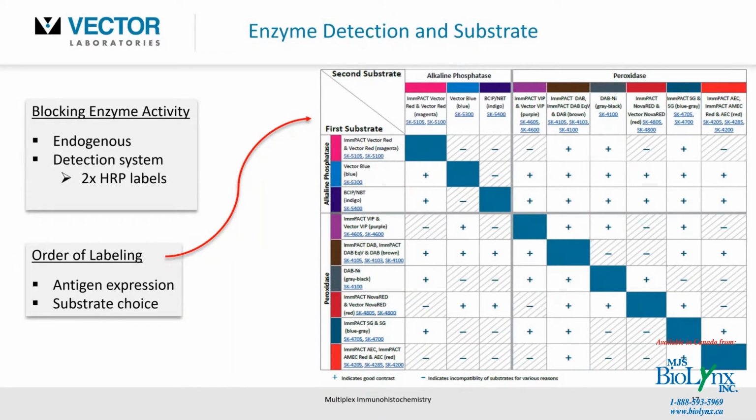It's always an idea to label the weakest antigen first. When I mean the weakest antigen, the weakest-expressed antigen first, with the most sensitive detection system, and then follow that through with the more abundant antigen as your second label. That always seems to work best, at least in my experience.